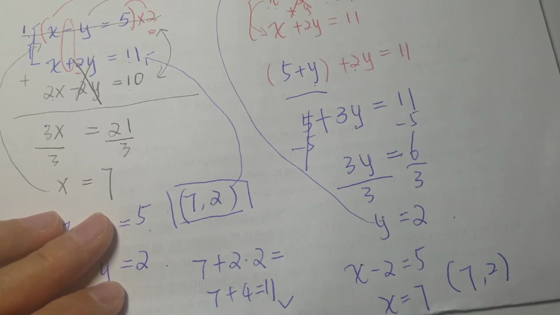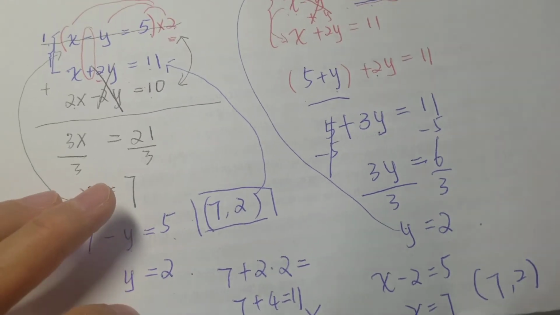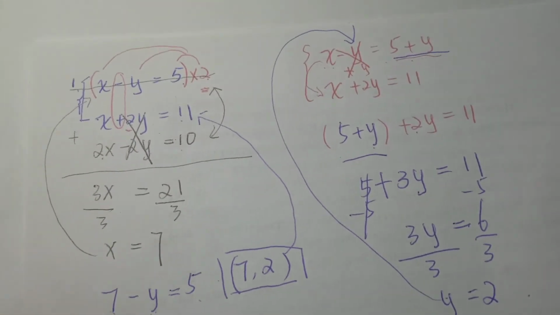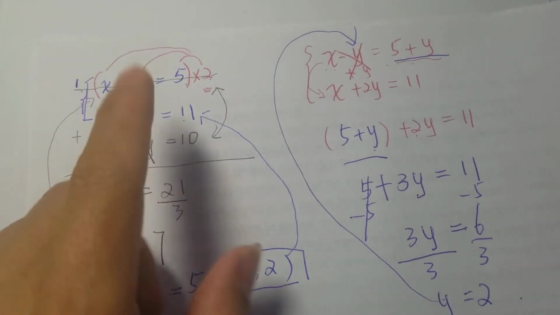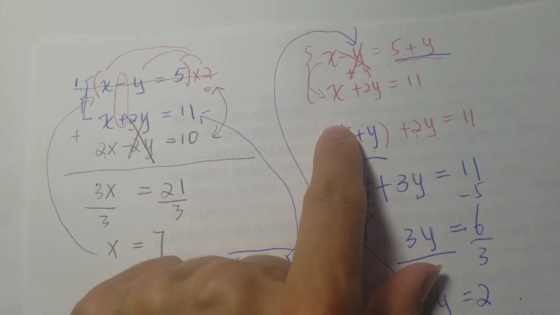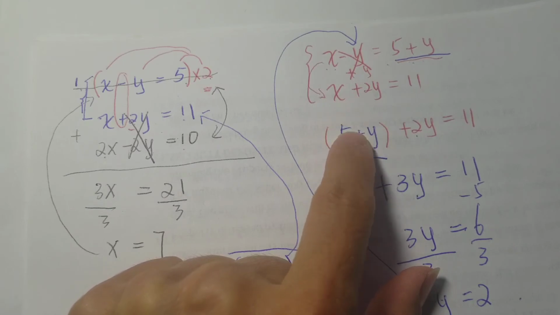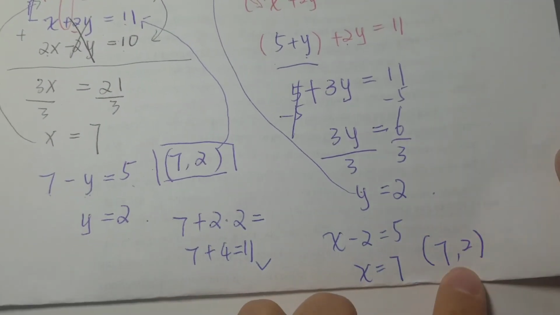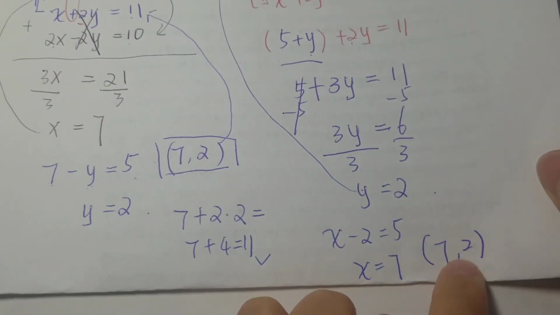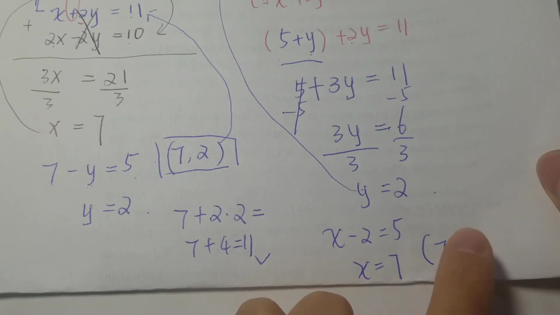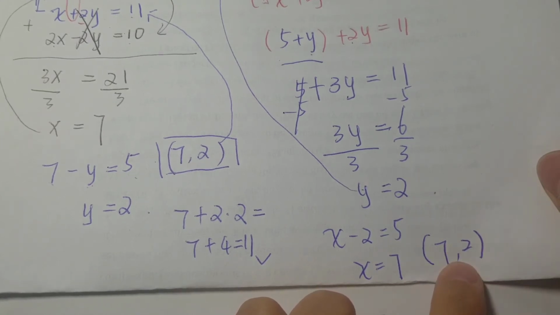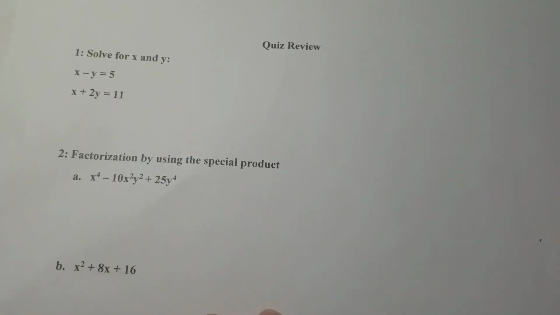During the quiz, I won't mention which way you should use. Therefore, you can use any way you feel comfortable, elimination or substitution. But I do not suggest you use graphing, because if the answer is not an integer or if your graphing is not very accurate, you might not be able to find the exact solution. This is for question number 1.